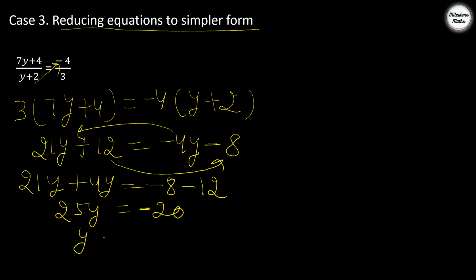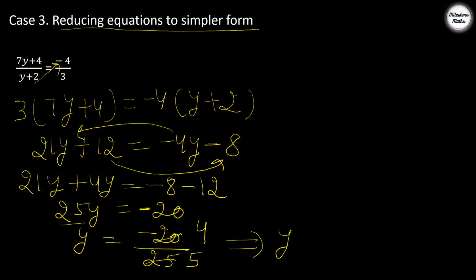So y will be equal to minus 20 divided by 25. 25 is being multiplied over here, so if it is transposed to the other side, it will be in division. Now you can reduce it. You can write it as 5 4s are 20, 5 5s are 25. So what is the value of this unknown variable y? The value of y we are getting is minus 4 by 5.